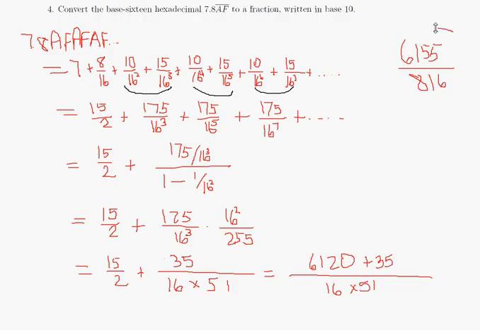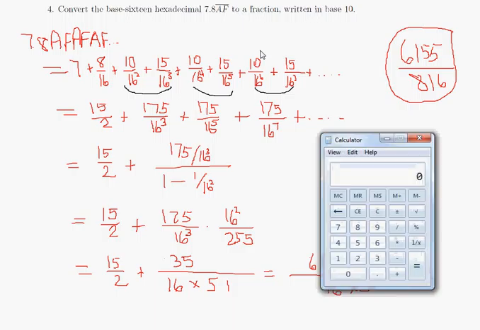So that is the base 10 representation, assuming I didn't make any arithmetic mistakes, of this hexadecimal fraction 7.8AF bar. Let's do a quick double check to see if this actually looks halfway reasonable. 6155 divided by 816 is 7.5 something. And the rest of it I can't exactly vouch for. That is AF bar, but that can be checked.